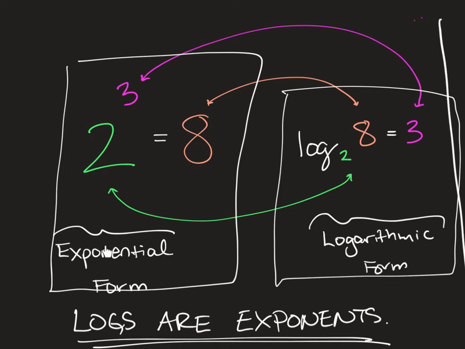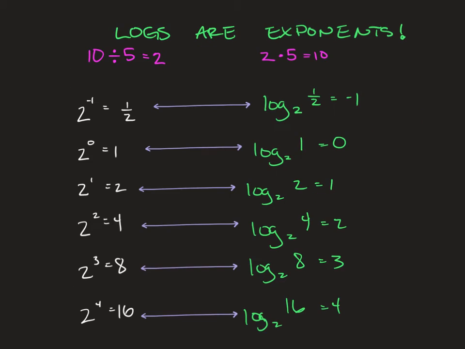So this is exponential form. This is logarithmic form. These two equations say the same information. Just like division and multiplication, you have exponential form and you have log form. Over here is just a silly example of that. But again, logs are exponents. What I want you to notice is over here we have 2 to the negative 1, 2 to the 0, 2 to the 1, 2 squared, 2 to the third, 2 to the fourth, etc., and what those are equal to.